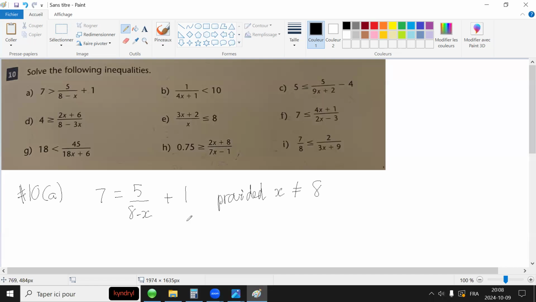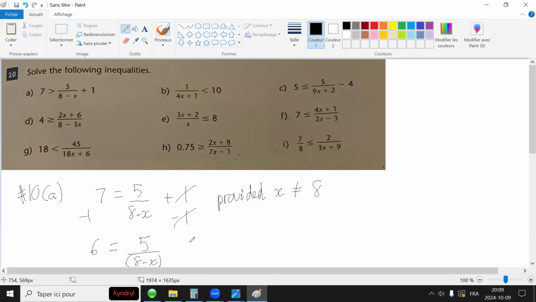So let's keep on going and solve that in the case that x is not equal to 8. First of all, let me switch the plus 1 to the other side, so I do minus 1 on each side. I'd have 6 equals, the plus 1 and minus 1 cancel each other, and I'd have on this side 5 over 8 minus x. So far so good.